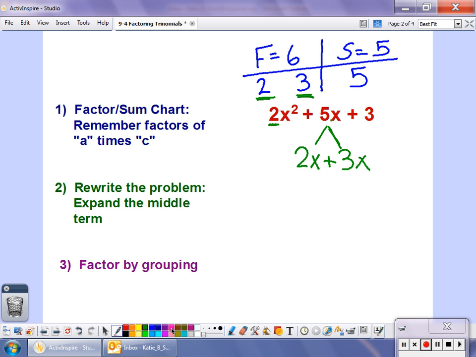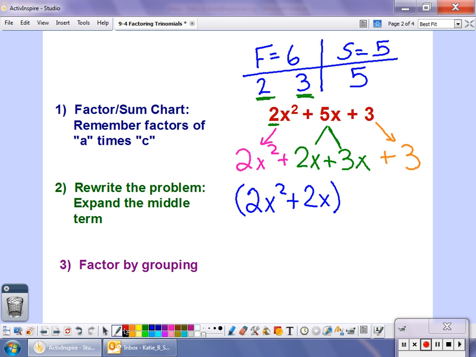Now the rest of this problem is going to stay the same. This first term will be the same, 2x squared, and this last term will stay the same. The only thing we've done is we've expanded the middle term, and when you look at this, hopefully you'll see, by doing this, we've now created a problem that has 4 terms. Whenever we have 4 terms, we can use grouping. So I'm going to group together my 2x squared plus 2x, and then I'm also going to group together this 3x and 3, and now I can solve this just like a regular grouping problem.